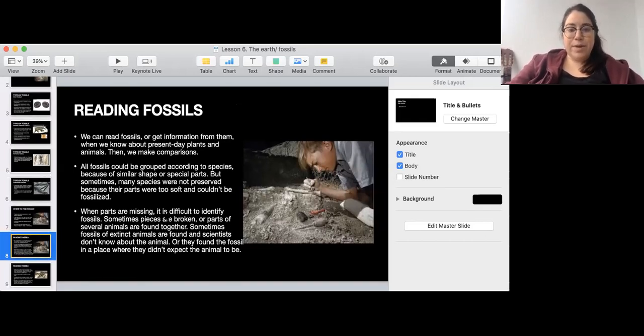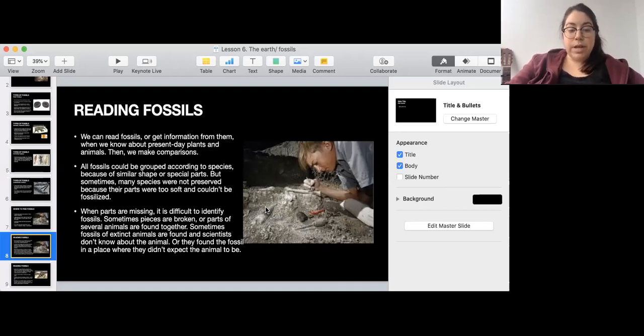Okay, so we can get information from them, and if we know something about present day plants and animals, we can make comparisons between the fossils and what we know right now. All fossils could be grouped according to species, because of similar shape or special parts. But sometimes there's a problem because many species were not preserved because their parts were too soft and couldn't be fossilized. And then sometimes parts are missing, and it's difficult to identify fossils.